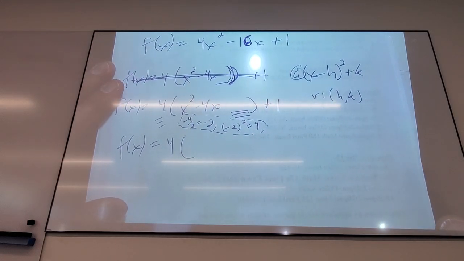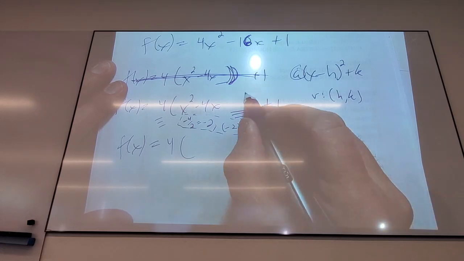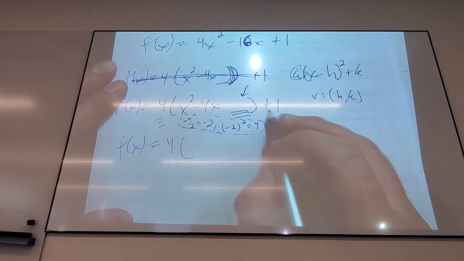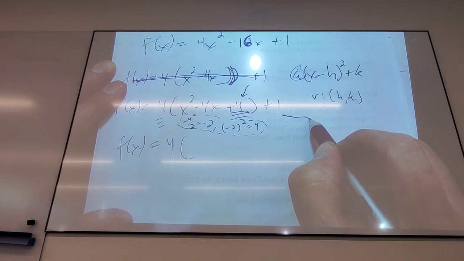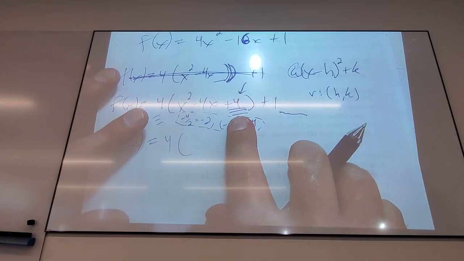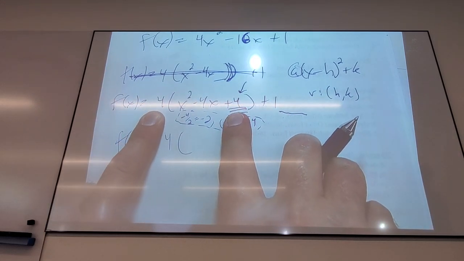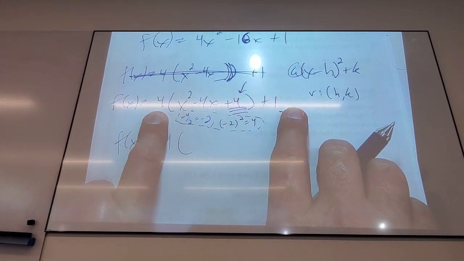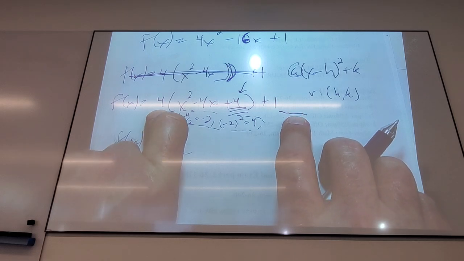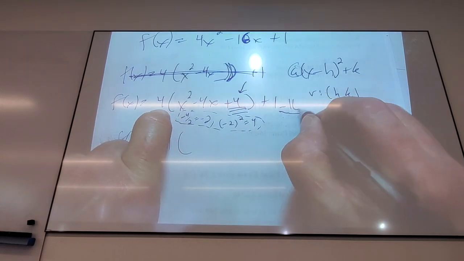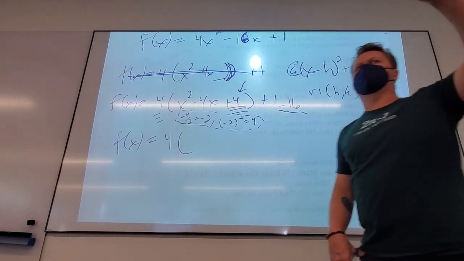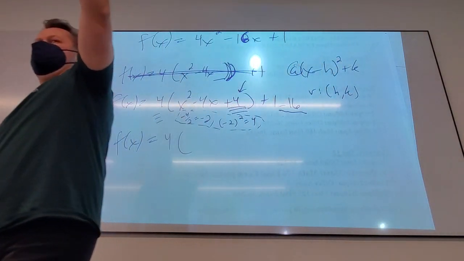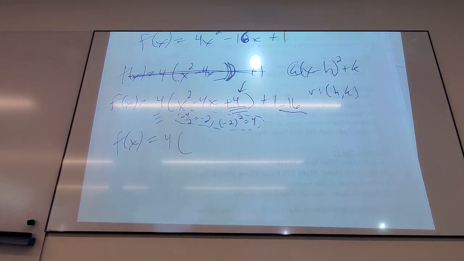What do I do with that? What do I put here? And then what do I have to put out here? What did we do? We added 16. So what do I have to do at the same time? Minus 16. I gotta subtract 16. Yeah, that's right. Did I just change the value of the problem? No, because I added 16 and I subtracted 16.